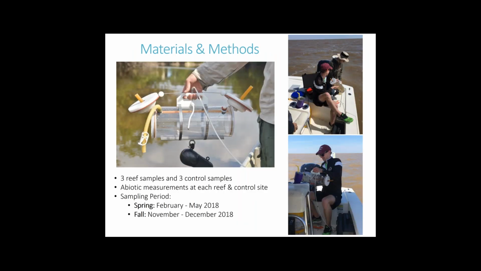So we use the Van Dorn sampler. Simply, we drop it down with both ends open, apply a weight, and it captures water right above the reef habitat. We took 3 reef samples and 3 control samples from each sampling area. We took abiotic measurements at each reef and control site, and we had 2 sampling periods, one in what we call the spring from February to May in 2018, and then another sampling event with the same 9 reefs from November to December in 2018.